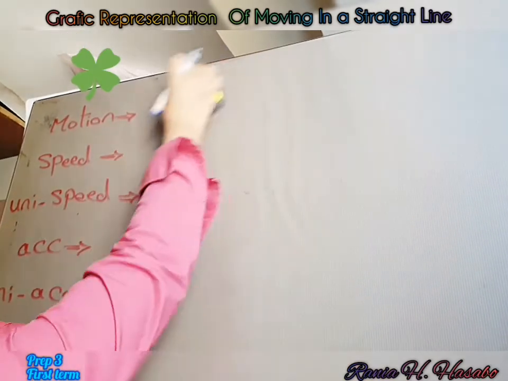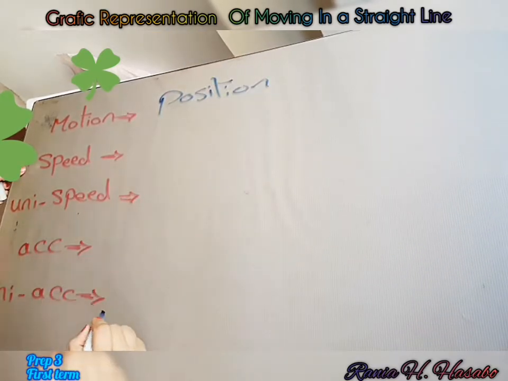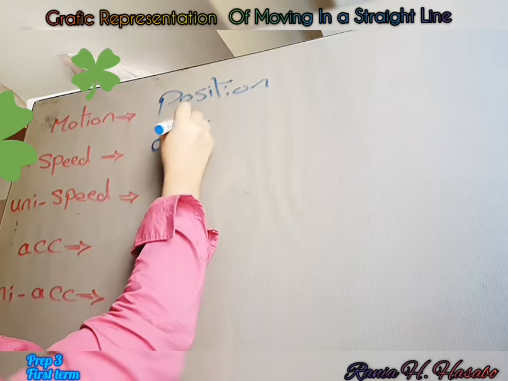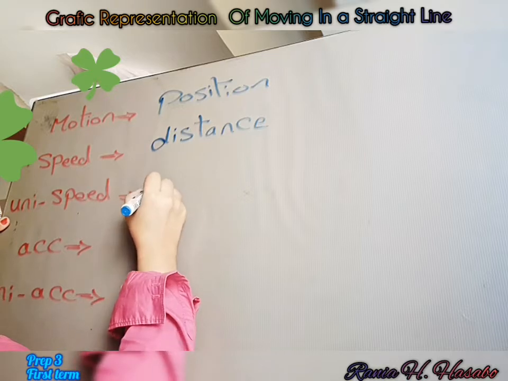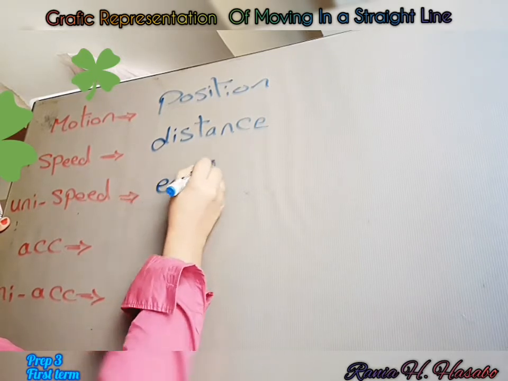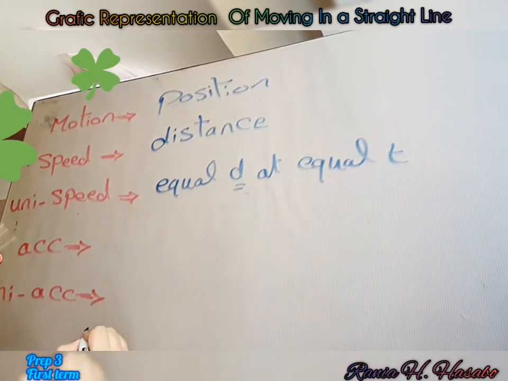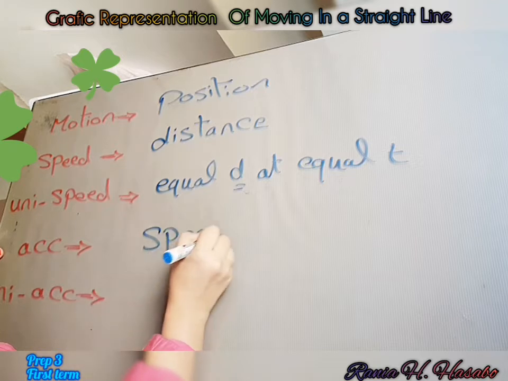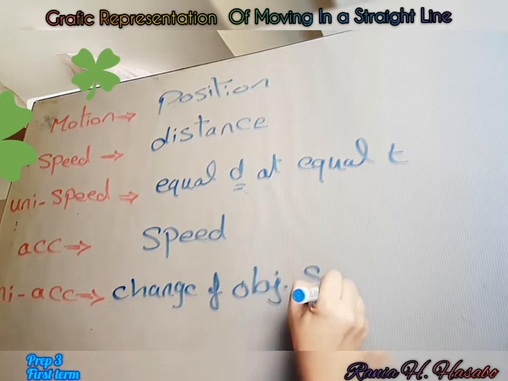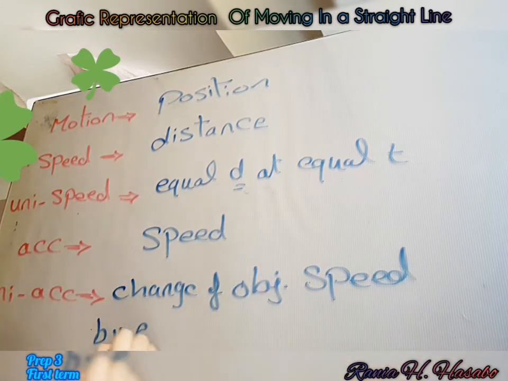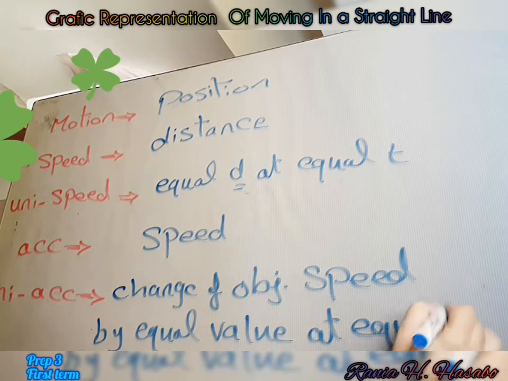We have closed the definition. Motion means the change of object position. Speed means a change in object distance. Uniform speed or regular speed means the speed of object changes by equal distance at equal period of time. Acceleration means a change of object speed. Uniform acceleration means change of object speed by equal value at equal period of time.